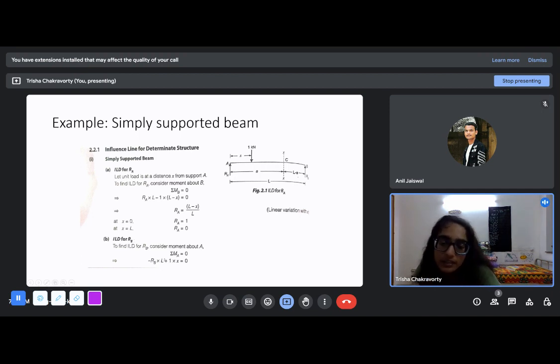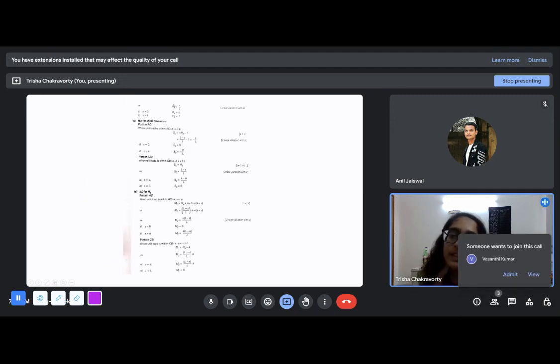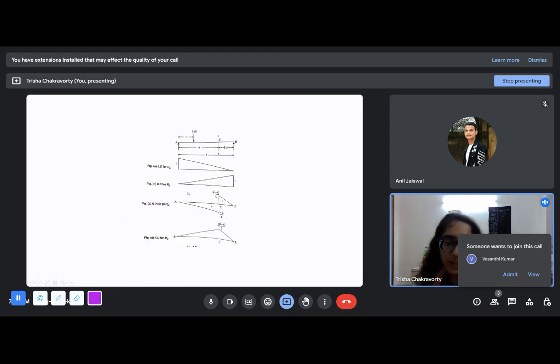We find that out using a similar method: we will take the moment about A. It doesn't matter whether you're taking x from this end or that end. It's just that you will put a load of magnitude 1 at any point at distance x from this side or that side, and you will just find out the moment and equate it to 0, of course. So sigma MA equal to 0. From that we get RB equal to x by L. So again, at x equal to 0, RB is 0, and at x equal to L, RB is 1. So the diagram will look like this.